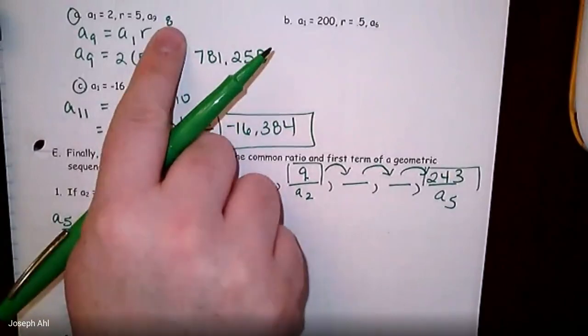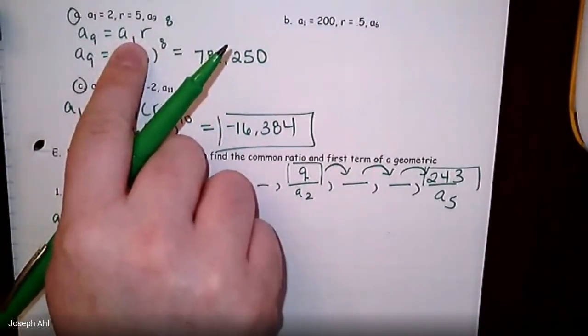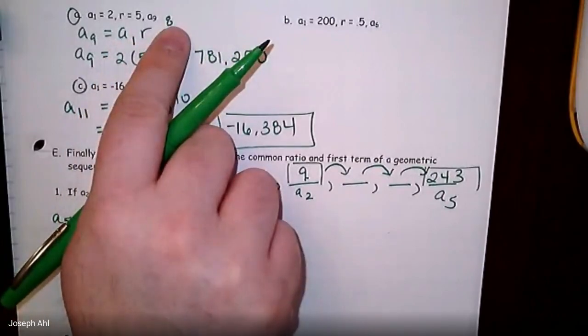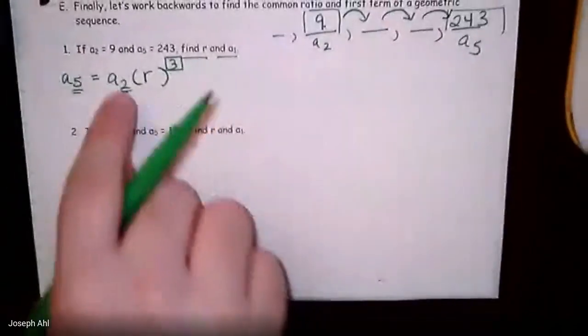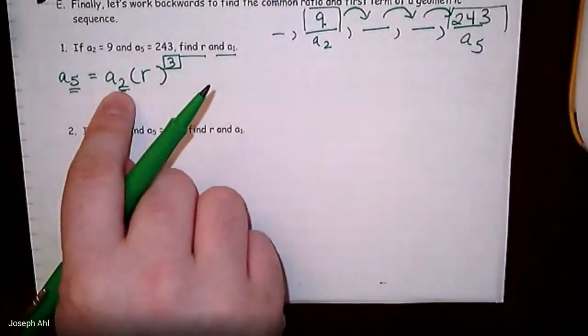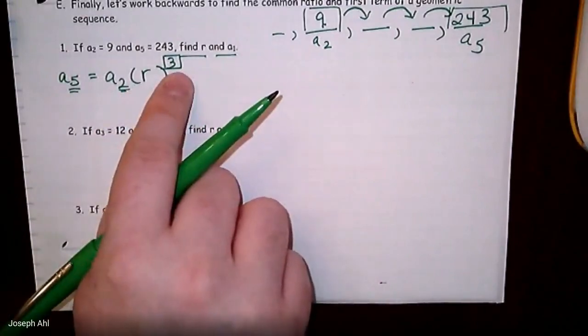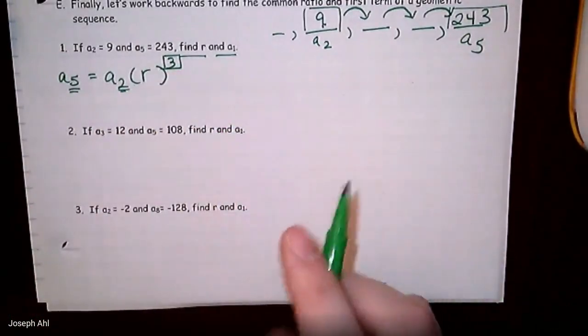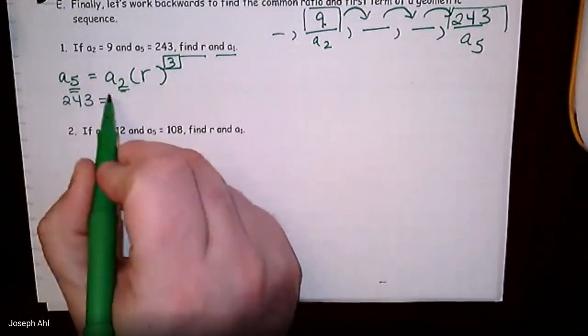Isn't 8 up here the difference of 9 minus 1? Because this is a 1, this exponent here is always just 1 less than the term we were looking for. But if I change that, because now we know A2 instead of knowing A1, the difference of the term numbers is your exponent of R. So just try and keep track of that. Plug in what you know. 243 is A5, 9 is A2.